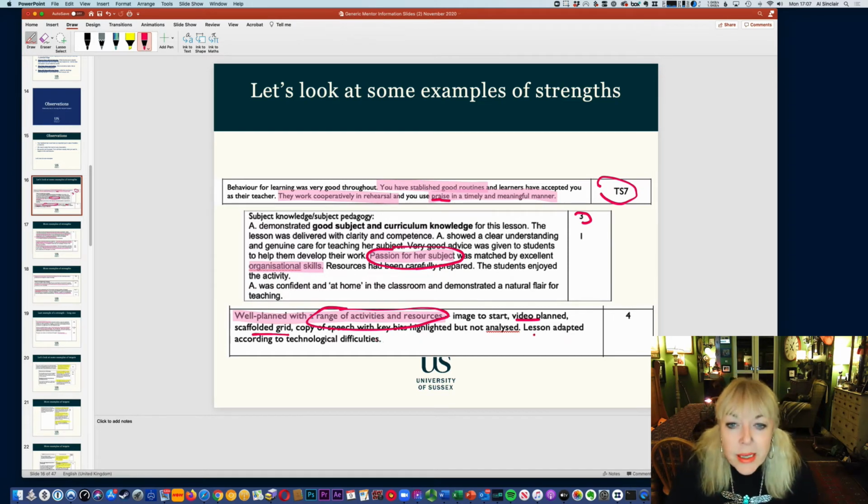This is an English lesson. Lesson adapted according to technological difficulties. Don't really know what that means, but I guess something when they didn't have stuff that they needed. So nice and specific going on there.